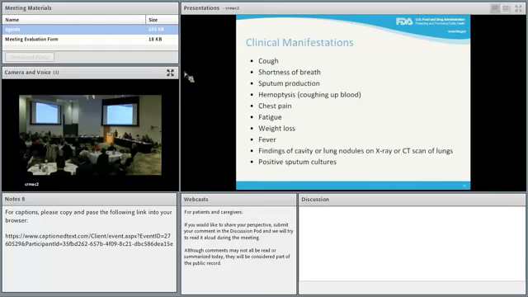Generally, patients will present with cough, but the other symptoms include shortness of breath, sputum production, coughing up blood, chest pain, fatigue, weight loss, and sometimes fever. And as you can see, all these symptoms are not really unique or specific to NTM lung infections. They may occur in patients who have underlying lung disease of any cause or any other infection. On X-ray, you can find cavities or nodules, and generally there is a positive culture from the sputum or the lung.